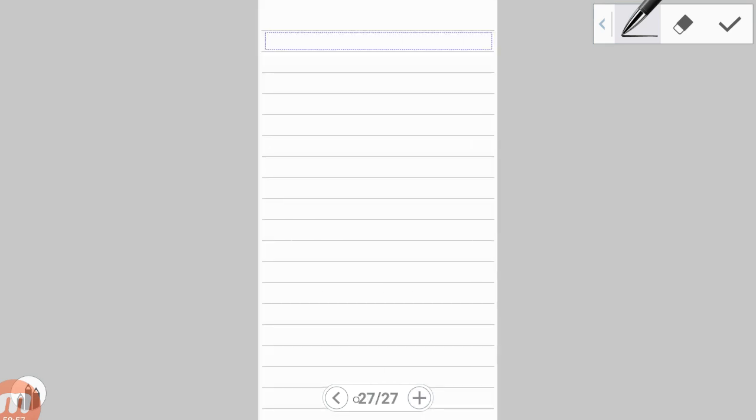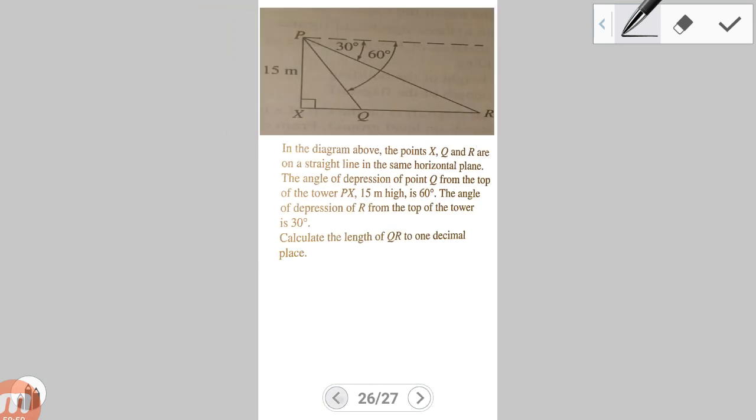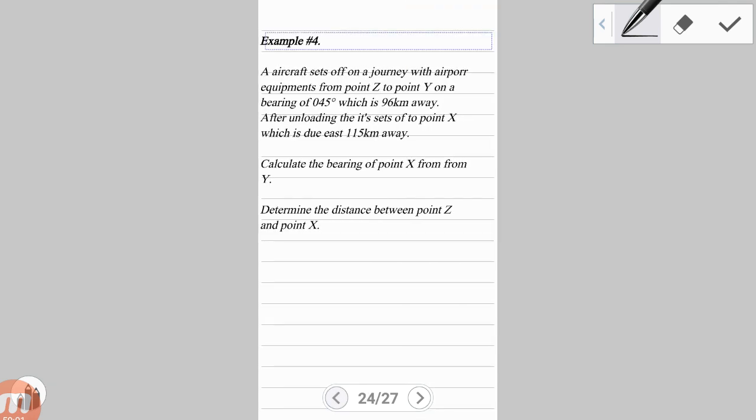Including some angles of elevation and depression. That is also a tutorial that I need to do for you, because that concept is going to be vitally important. So look out for that video.